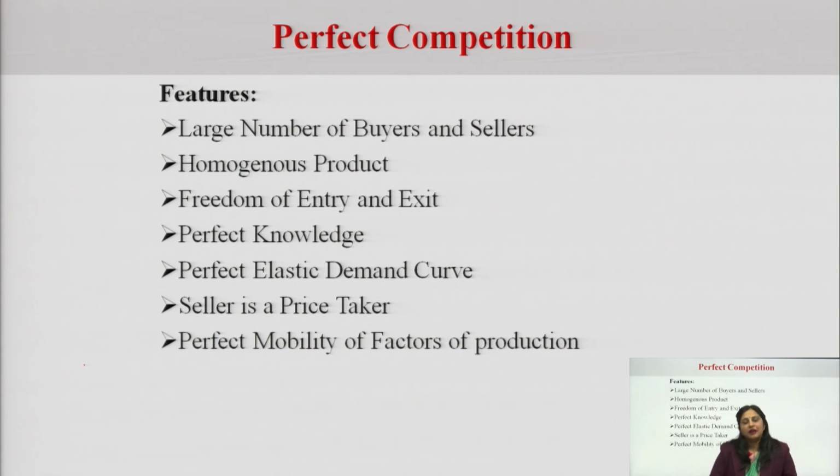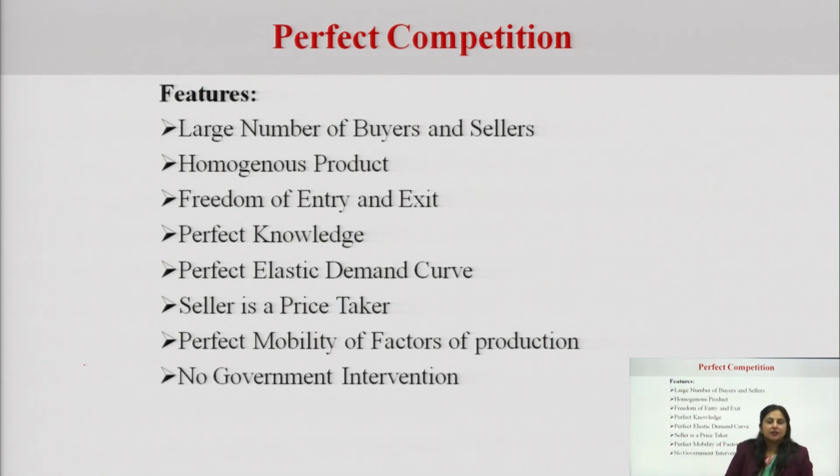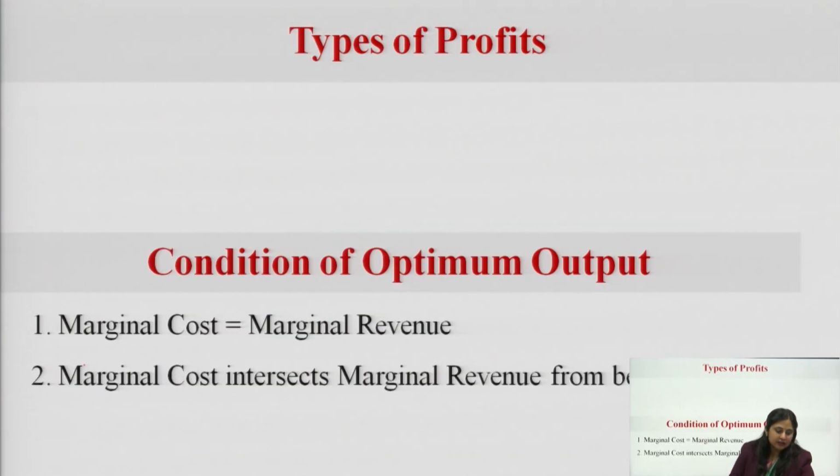Perfect mobility of factors of production means that the factors of production are perfectly mobile. It means any seller can buy any quantity of the factors of production and they can be available to all the sellers in the same sense, at the same point of time, at the same price. There is no government intervention, meaning there are no legal restrictions, because we have already said that there are no barriers to entry and exit.